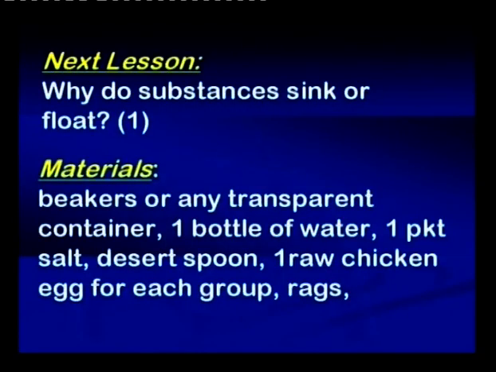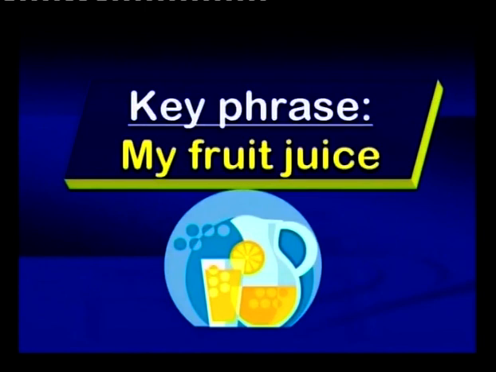Our next lesson will be on why do substances sink or float. Materials needed: beakers or any transparent containers, 1 bottle of water, 1 salt packet, dessert spoon, 1 raw chicken egg for each group, and rags. Key phrase for today's lesson, class: my fruit juice. Thank you, class, for participating.